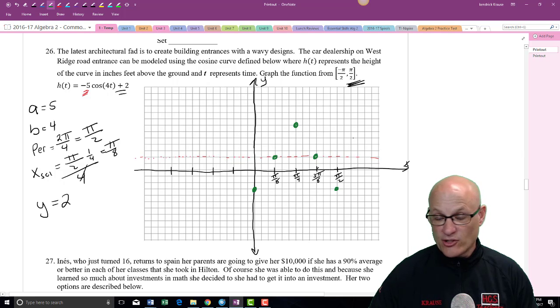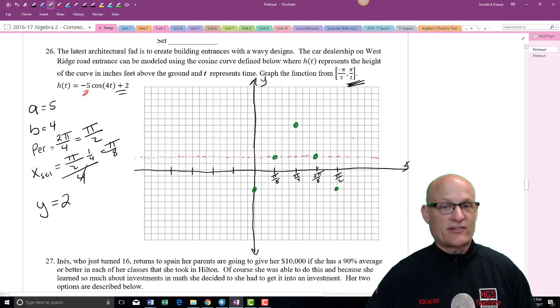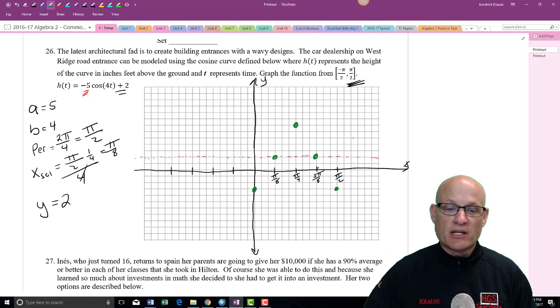On the midline, zeros. Don't go back to the x-axis. And don't count your 5 up and 5 down from the x-axis. You count from the midline. That's why the midline is so important. So, graph this sucker.